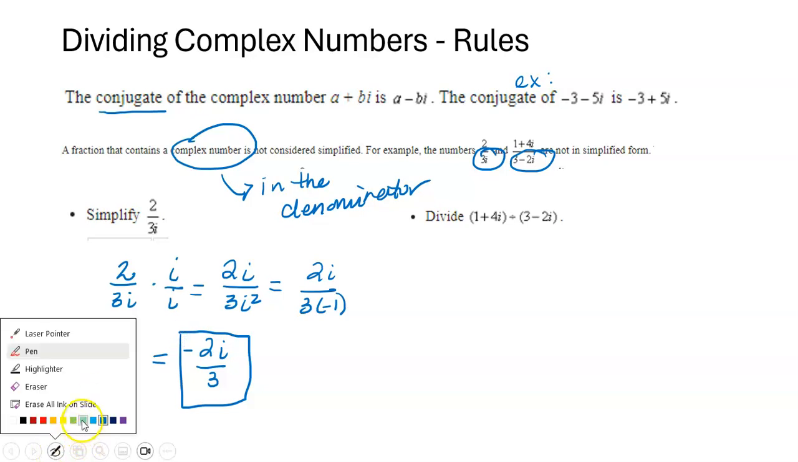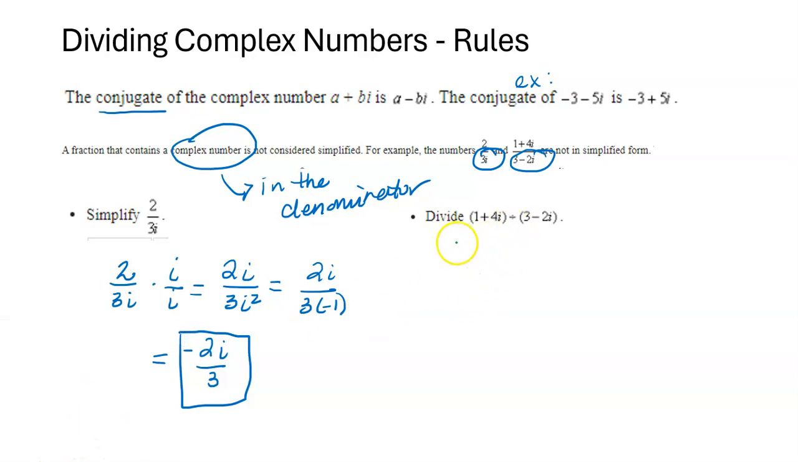Doobie-doobie-doo-doo-doo. Okay. This is divide, so why it looks all weird, I don't know, but okay.